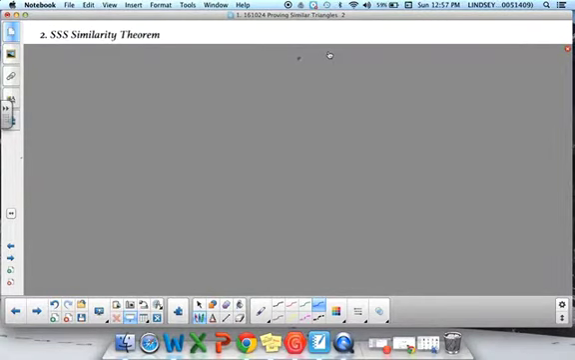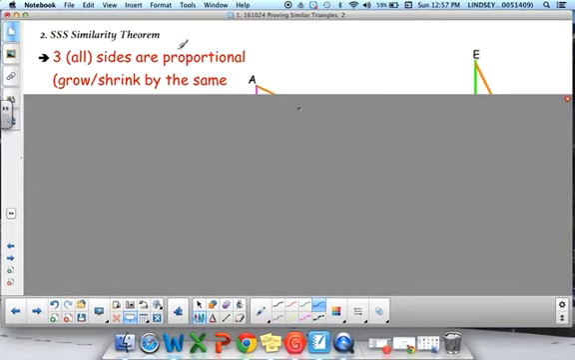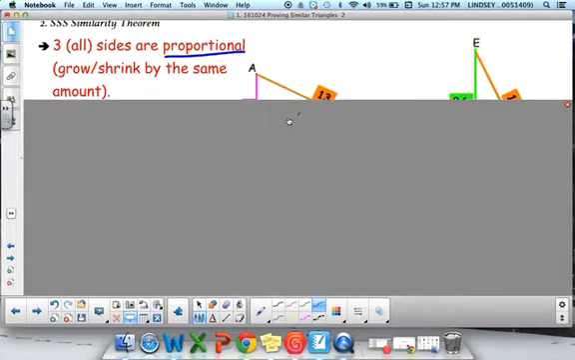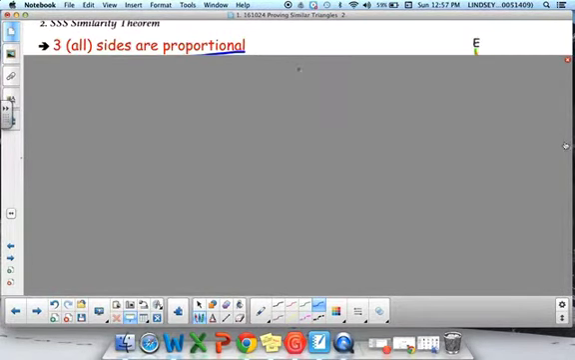Side, side, side similarity. Like I already told you before, what I need to show is that all sides are proportional. They're all growing and shrinking by the same amount. So let's take a look at our example here. Let me see if I can do some fancy maneuvering with this.